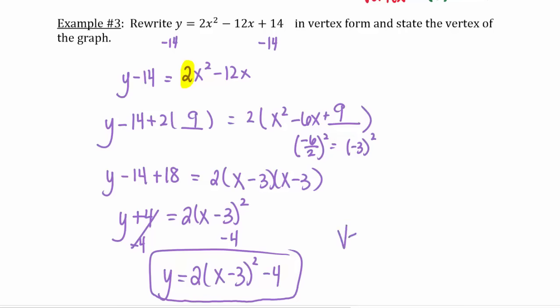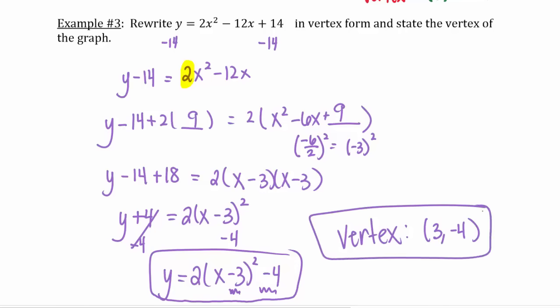So what is the vertex? Well, we're looking at (h, k), so I have 3, negative 4 as my vertex. Remember, we can plot that on our graph. We could use our calculators. We could also describe the transformations, right? That's a horizontal shift right 3, vertical expansion by 2, and a vertical shift down 4, just to bring this back to some things that we've already talked about.